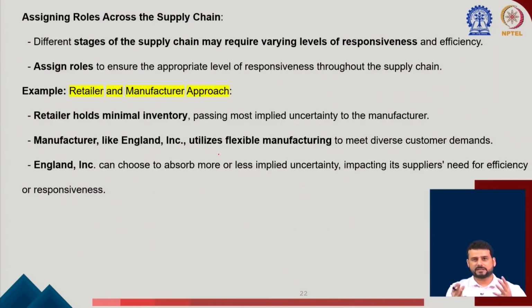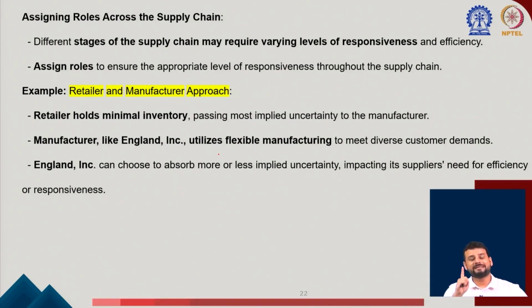So different stages of the supply chain may require varying levels of responsiveness and efficiency. Now this is something we were talking about, either your supply chain can be responsive or efficient, but then let's say you are very responsive in providing high availability of the products. That means the implication is that you need to keep extra inventory with the retailer, right?